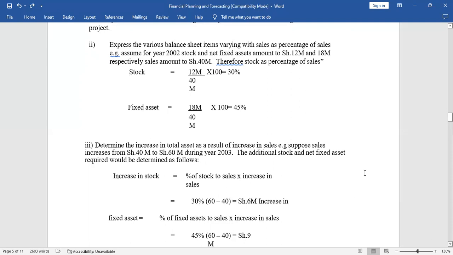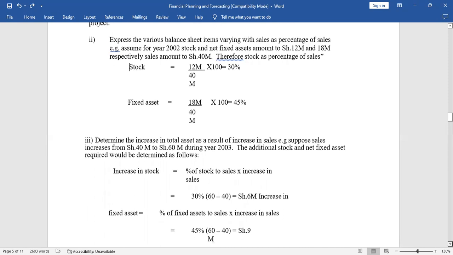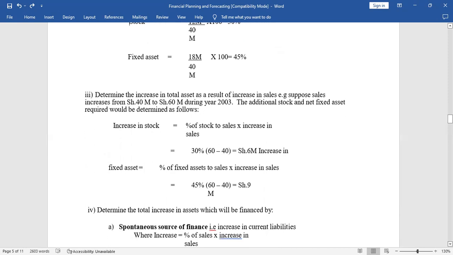So we know that the stock is 30% of sales. We are increasing our sales from 40 to 60. So the net effect will be 30% of 60 million minus 40 million. So 30% of 20 million is 6 million. And for the fixed assets, we have 45%, so 45% of 60 minus 40 gives us 9 million. I think that is clear enough.